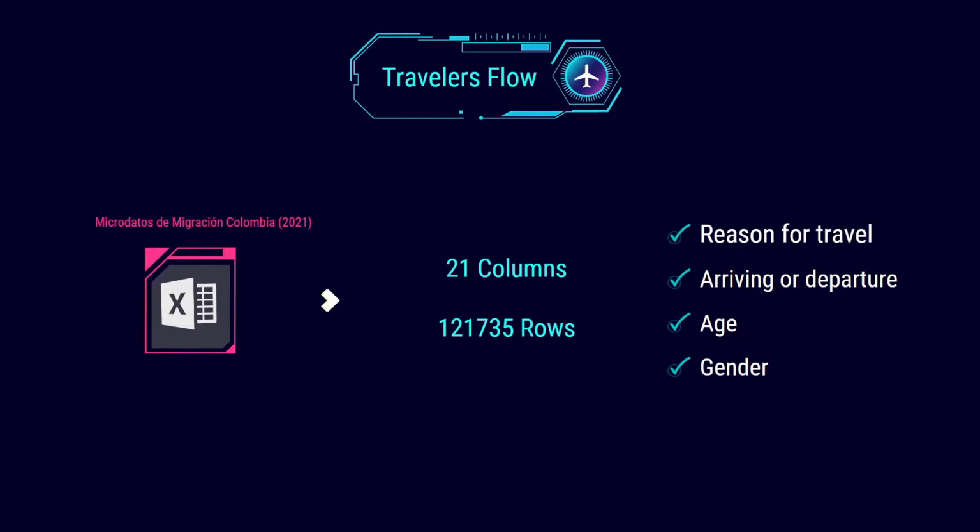Travelers Flow. The first project objective related to passenger flow information was developed using data that were obtained from the government agency called Migración Colombia. The database contains 21 columns and 121,735 rows, with several information including reason for travel, arriving or departure, age range, gender, migratory category, among others.